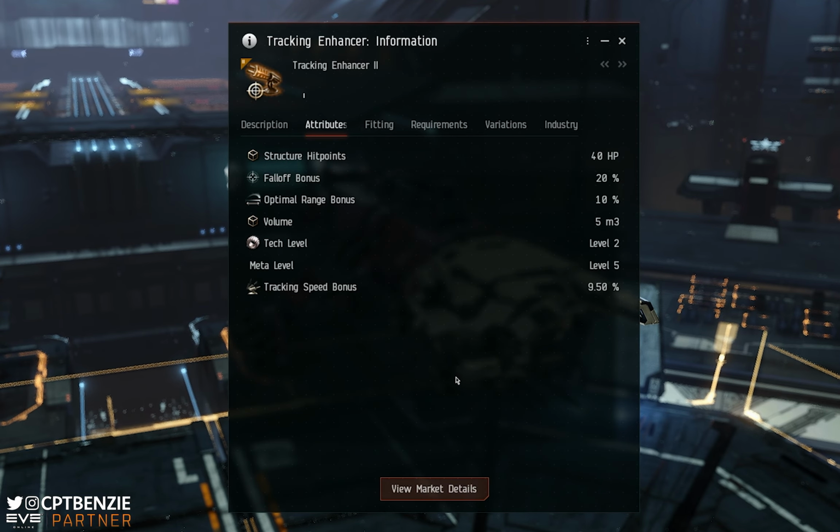This is the same again for the tracking enhancer. If we go into that one, you'll see we get an optimal range bonus, a fall-off bonus, and a tracking speed bonus. Again, not as big as we would get from a tracking computer, but it is a low-slot module. So if you're not worried about things like armor tanking, you've got a few low slots spare, this is a great way to give yourself a bit of extra range, a bit of extra tracking speed, and thus better application against your target. But again, it is only from the weapons you are firing.